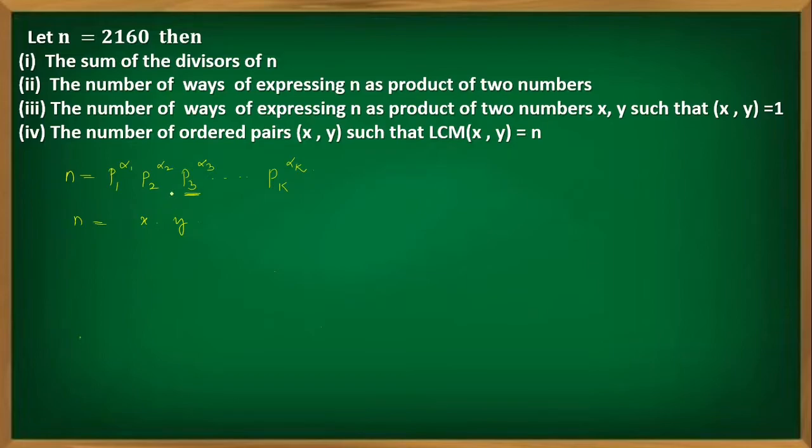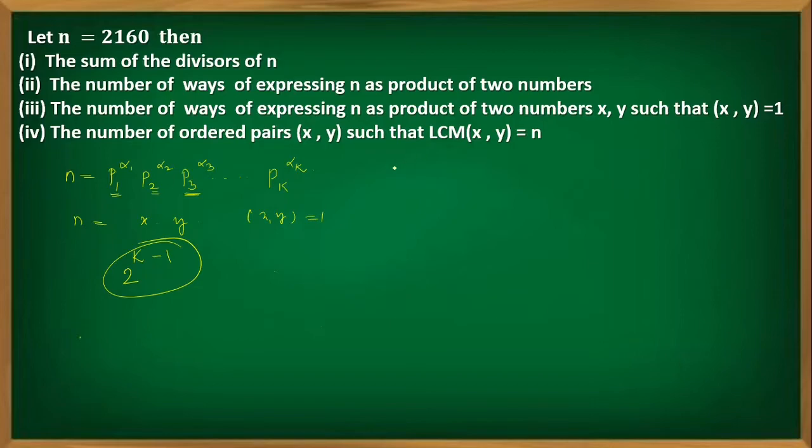Okay. So therefore, the number of ways of expressing n as a product of two numbers so that the GCD of x comma y is equal to 1 is simply what? The answer for the question is 2 to the power of how many primes are involved in the canonical form? How many primes are there in the canonical form? K primes. So therefore 2 to the power of k minus 1. This is the result. You had better remember it, but you have to remember the logic also. The number of ways of expressing n as a product of two numbers so that GCD of x comma y is equal to 1 is 2 to the power of k minus 1.